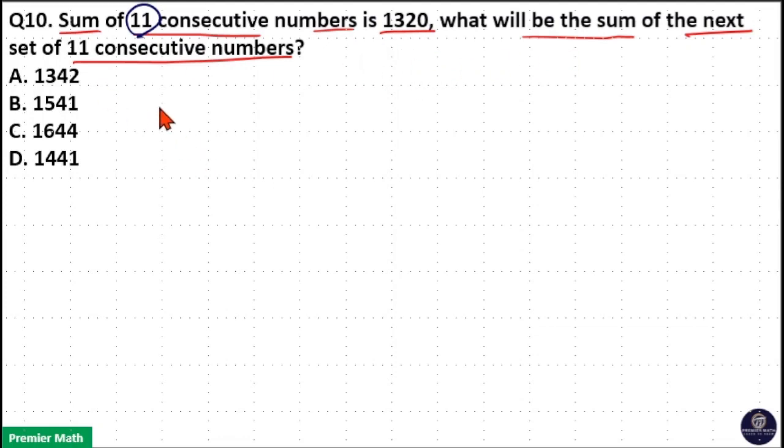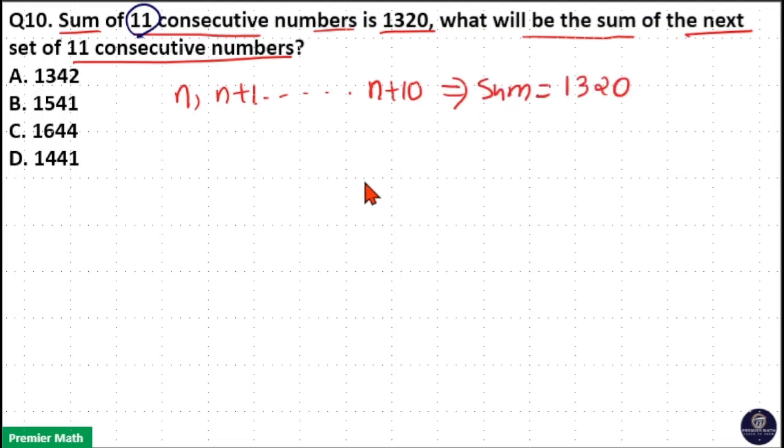That is, if I take first 11 consecutive numbers as n plus 1, etc. The 11th number is n plus 10 because 10 plus 1 is 11. Now, sum of 11 numbers is equal to 1320. Now, next set of 11 numbers will start at n plus 11 because first set ends at n plus 10. The next set will start at n plus 11. Now, second number is n plus 12 and so on.